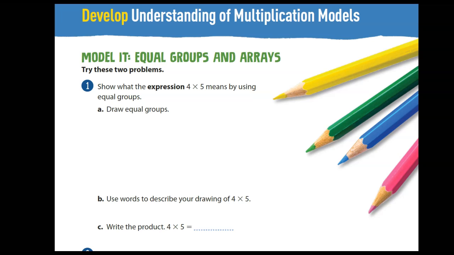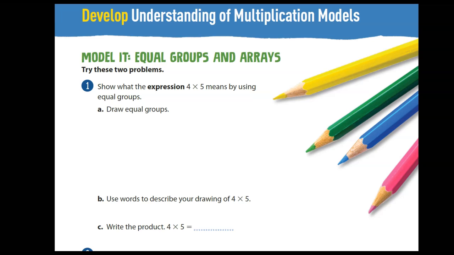Okay, this is lesson 4, session 2. We're going to talk about understanding of multiplication using models, like an array or equal groups. Look at number 1. It says show the expression of 4 times 5. Show what the expression 4 times 5 means by using equal groups, right?